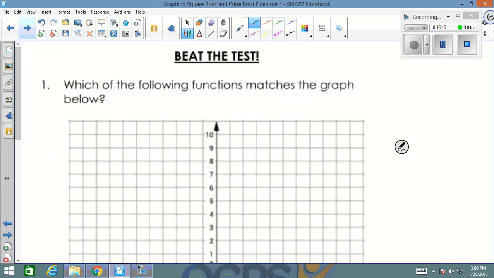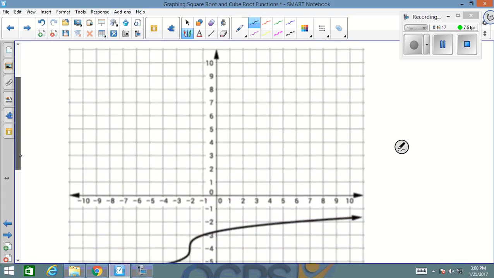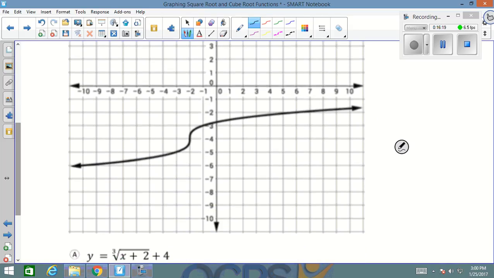Okay, which of the following graphs match the function below? And we know that this point right here typically starts at 0, 0, but this point here is that 0, 0 point. So we know it's going to shift to the left 2, and it went down 4. So we know that h, because it went left, would be negative 2. It went down 4, so k would equal negative 4.